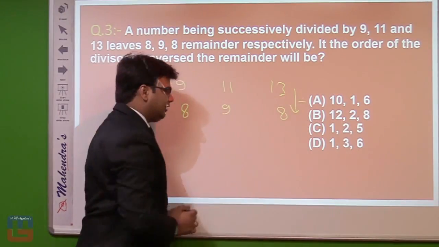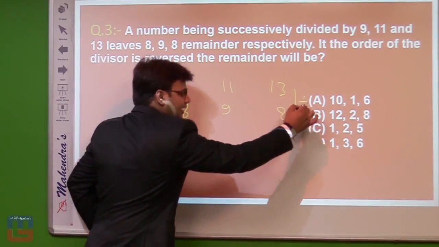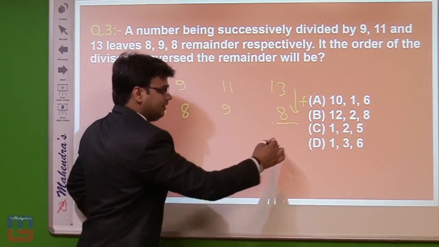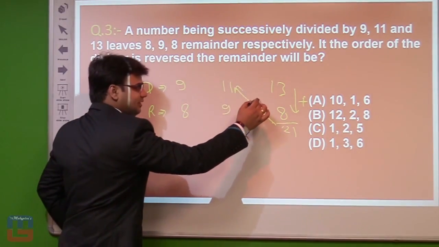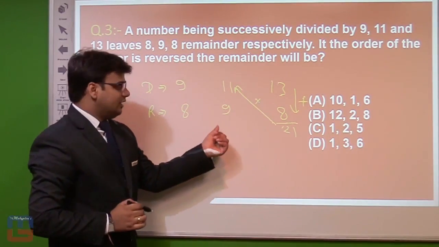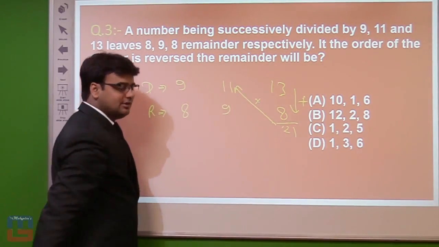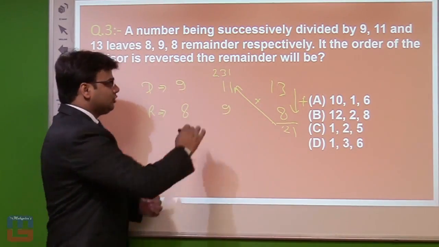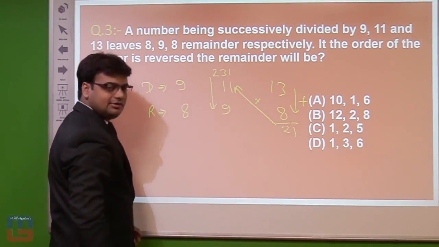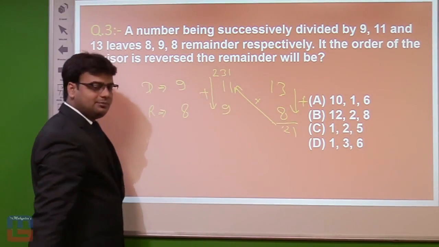Firstly, write it down in this way. Add 13 plus 8, what will we get? 21. Then multiply it by the next divisor, that means 21 into 11. What will we get? 231. Then to 231 we add the next remainder, that means 231 plus 9.